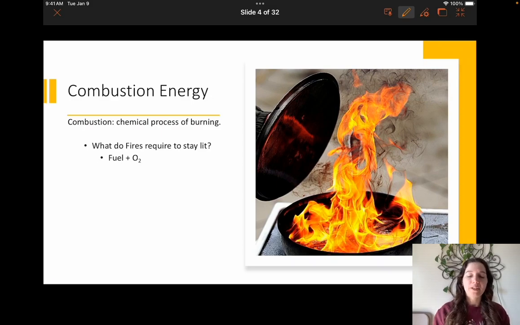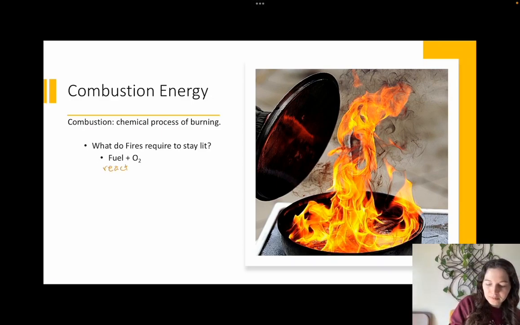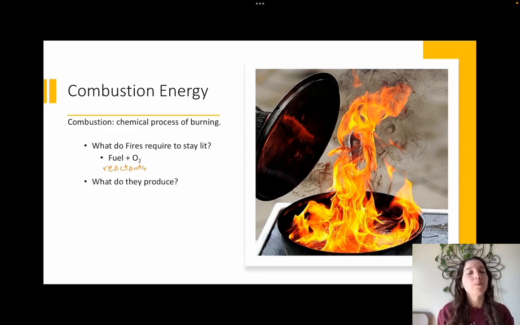So the first half of the equation, our reactant side, we're going to have some fuel molecule plus oxygen. What does fire produce? Think about what kind of chemicals fire gives off. What are those? If you can't think of them right off the top of your head, that's okay. I'm going to say in a minute, but just think about it for a minute.